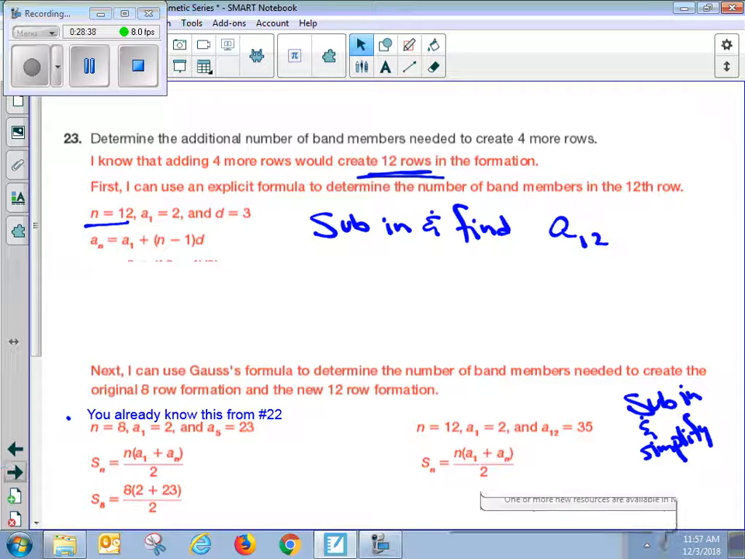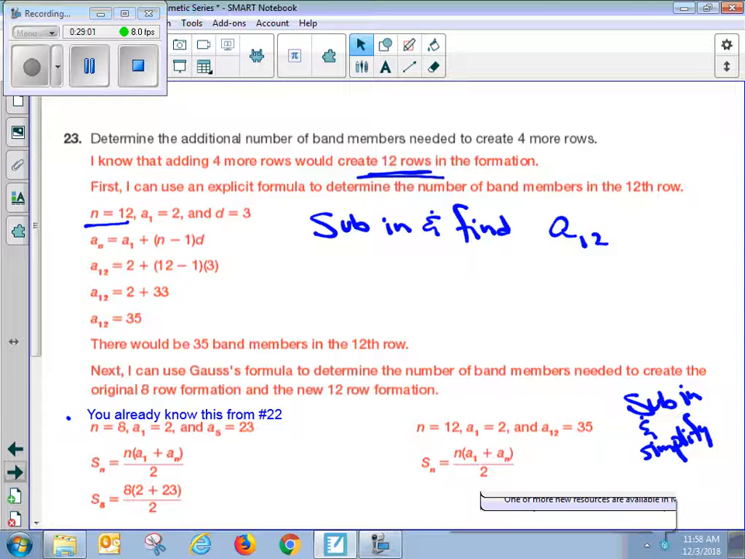And then once I have the sum of my first 12 terms, do I already know the sum of the first 8 terms that were there? How many? 100. So what would I do with the 2 values? Subtract, find the difference, right? Because you want to know how many more chairs you want. You know how many are there. We want to be able to put out some more. So here we go. So exactly what you said.